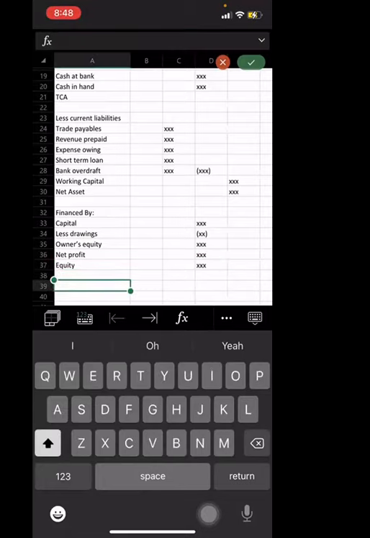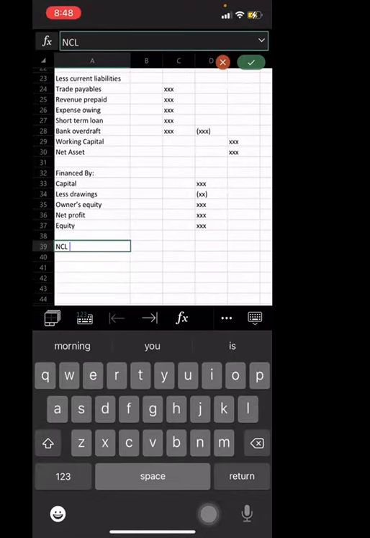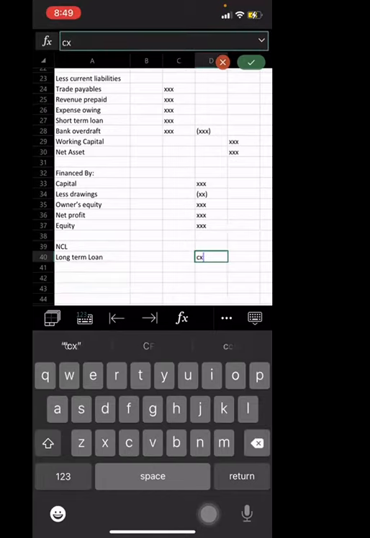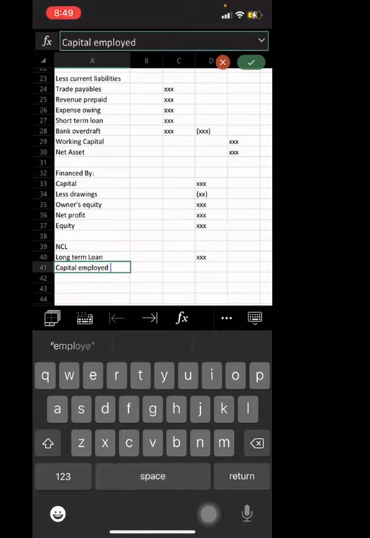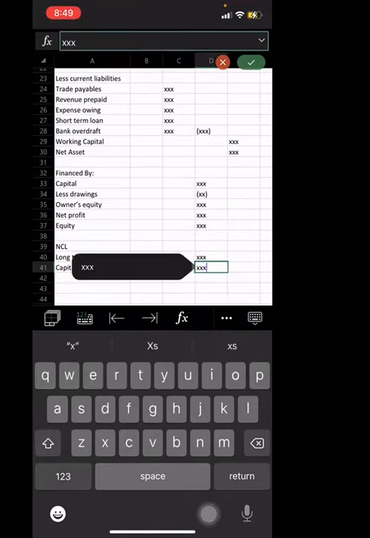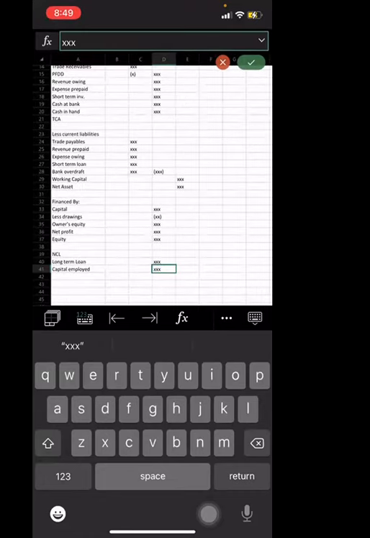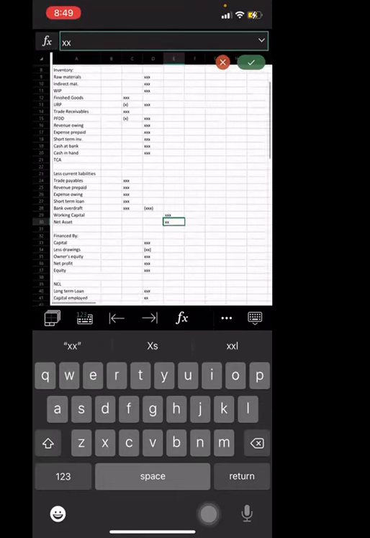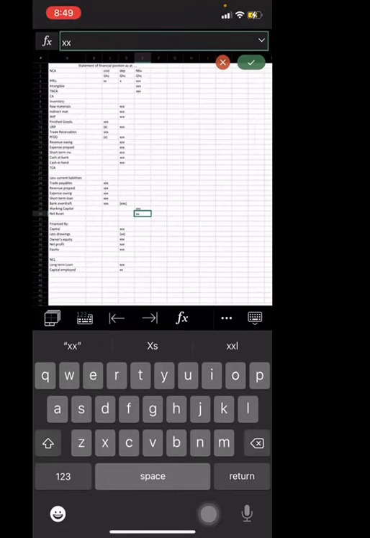And then we add non-current liabilities. Non-current liabilities, we have long-term loan. We have the figure here. And when you add up, you get capital employed. That's the figure here. All right, and the capital employed figure here must be the same as the net assets figure. All right, so that's that for the SOFP. Please, is there any question?